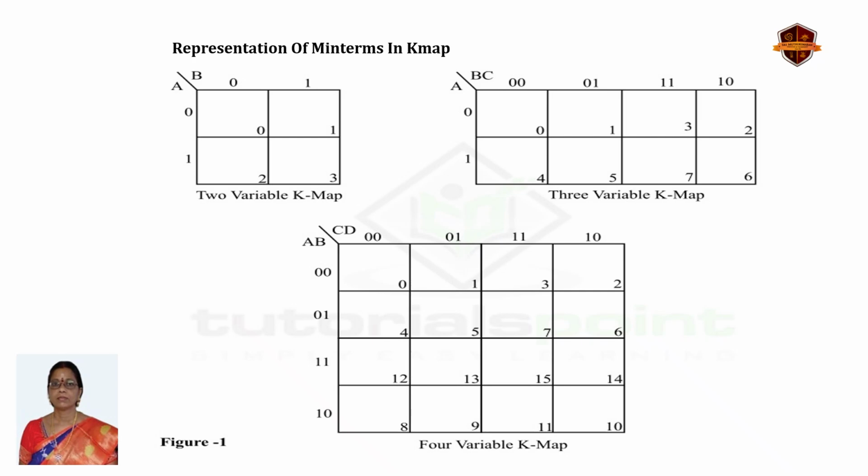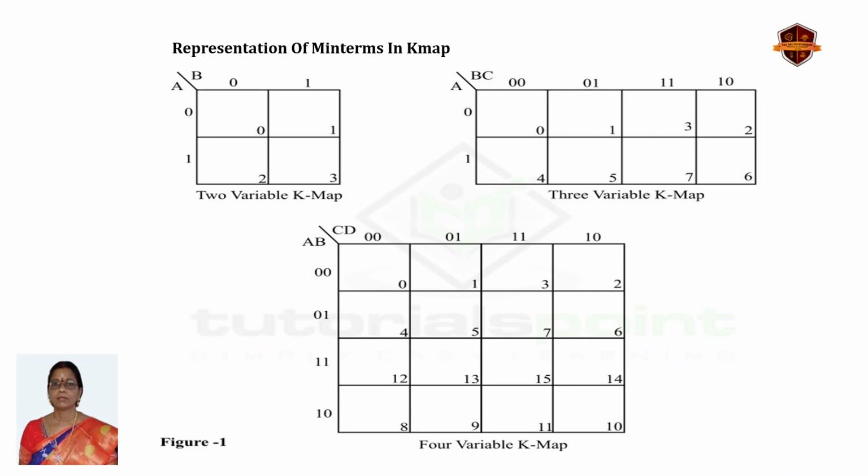So next, the 4 variable K-map. In this you have A, B, C, D. AB on rows and CD on columns. AB also has two variables, so you have 0 0, 0 1, 1 1, 1 0 on rows. Similarly, CD is two variables, so you have 0 0, 0 1, 1 1 and 1 0.